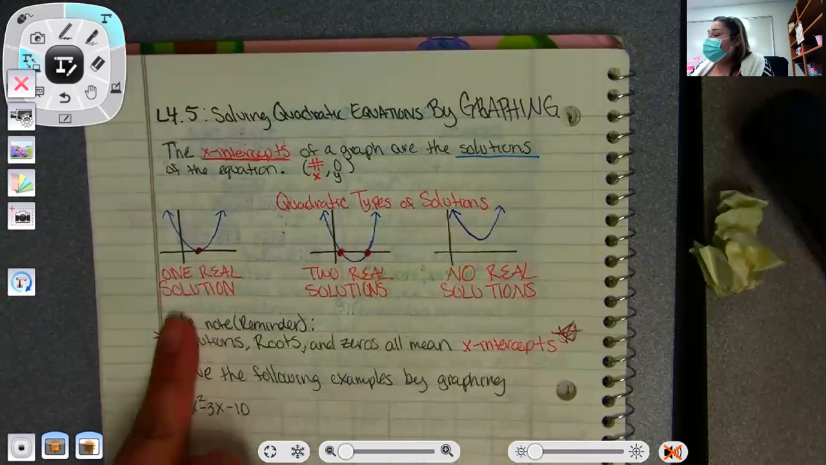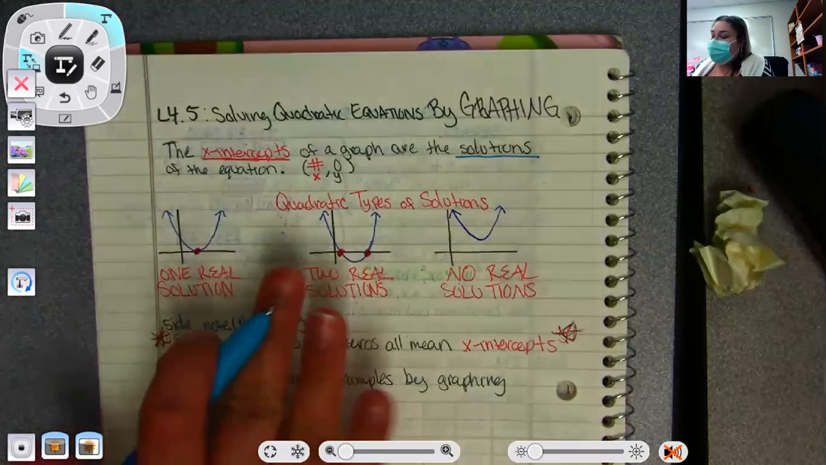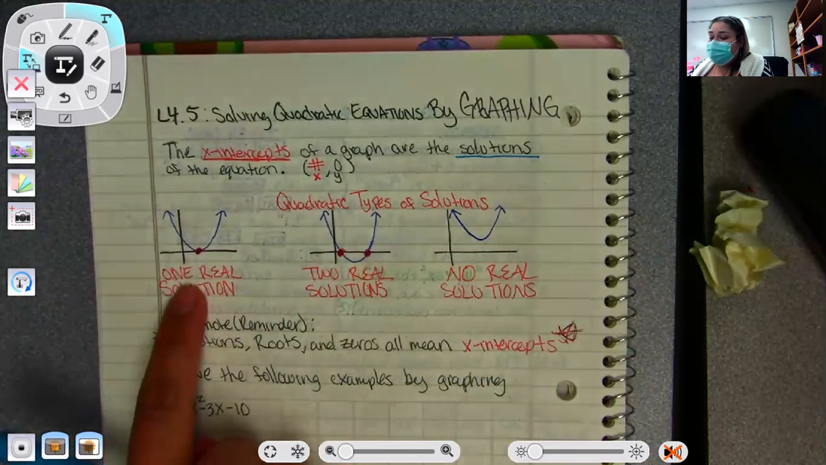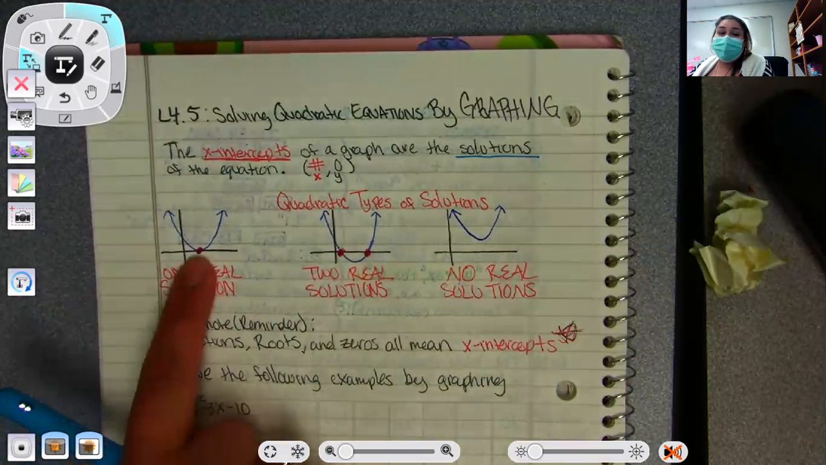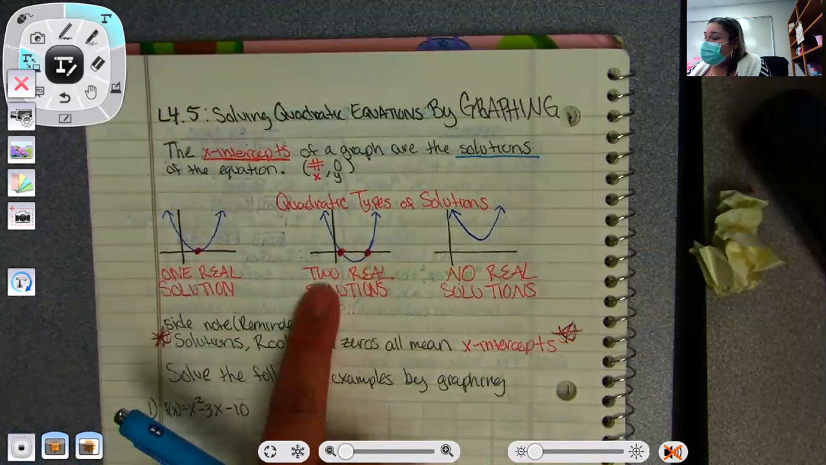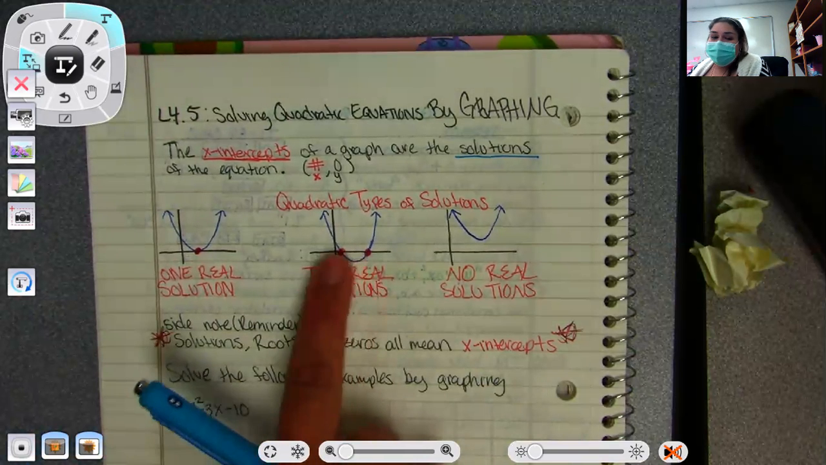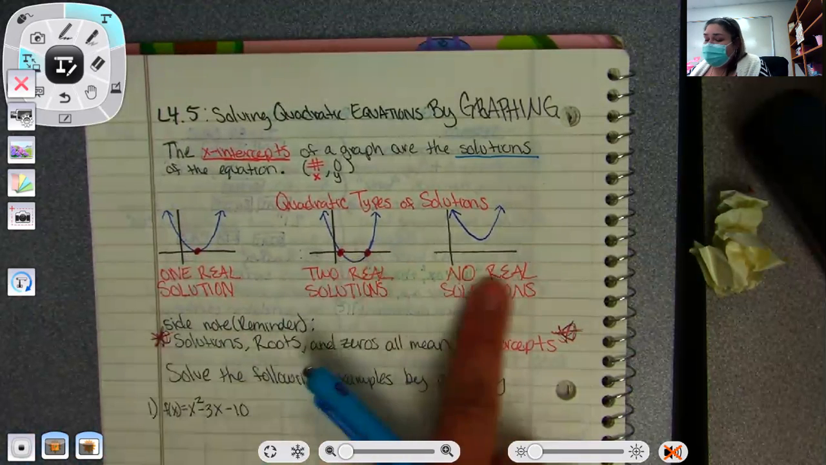Okay, so you have three different possibilities, which is like a mini Algebra 1 review. You can have one real solution, so the vertex would be your only point intersecting with the x-axis. Then you can also have two real solutions, which means you have two separate ordered pairs across the x-axis, or no real solutions.